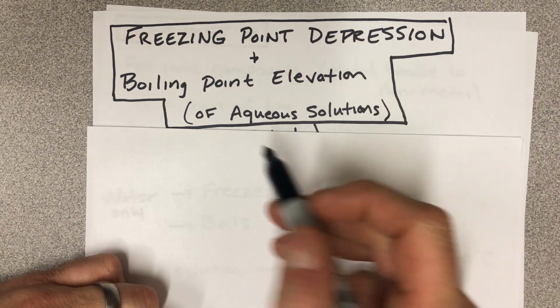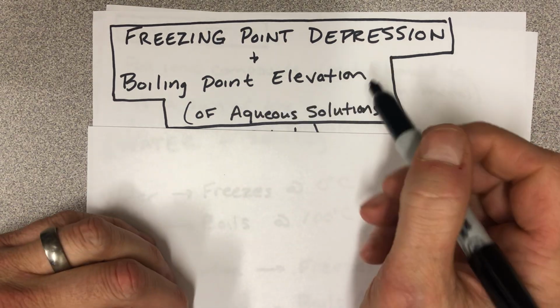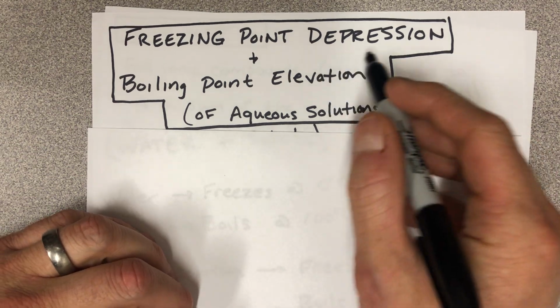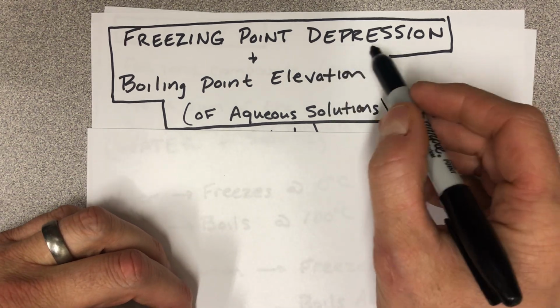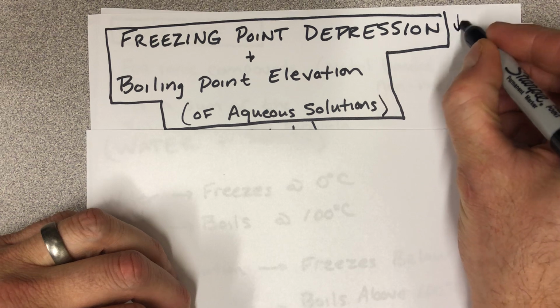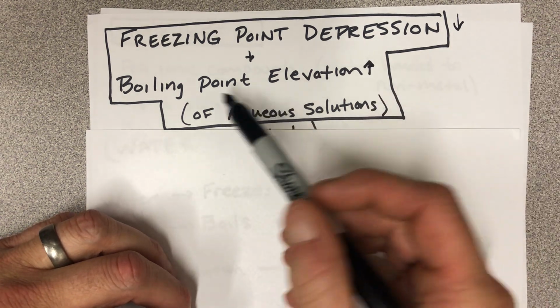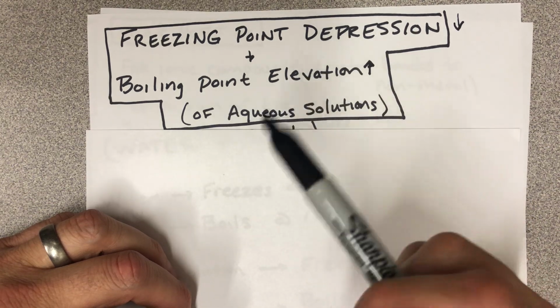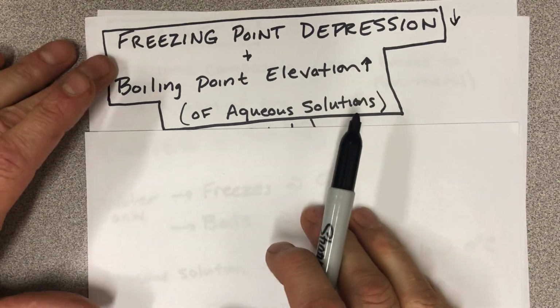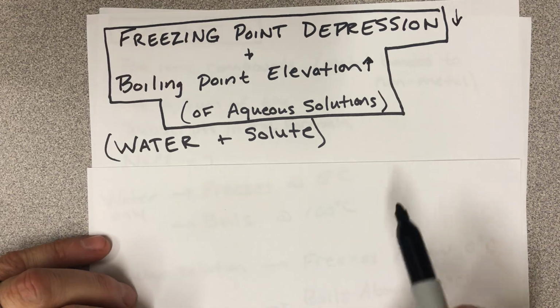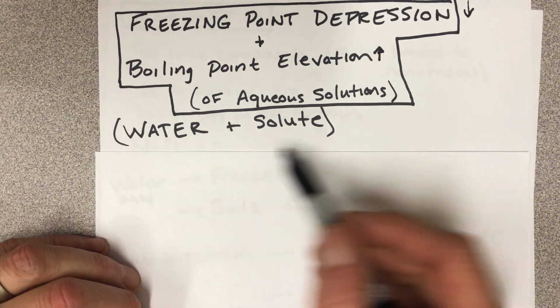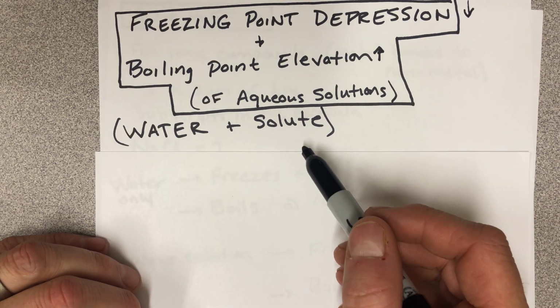Okay, this is a little video on freezing point depression and boiling point elevation. So, you know what these words mean. Depression means we're coming down, and elevation means we're going up, right? And we're talking about the freezing and boiling point of aqueous solutions. And if you remember, an aqueous solution is pure water mixed with some sort of a solute, okay?